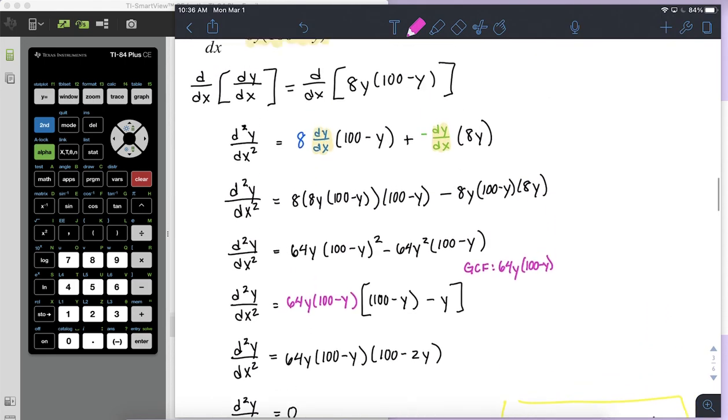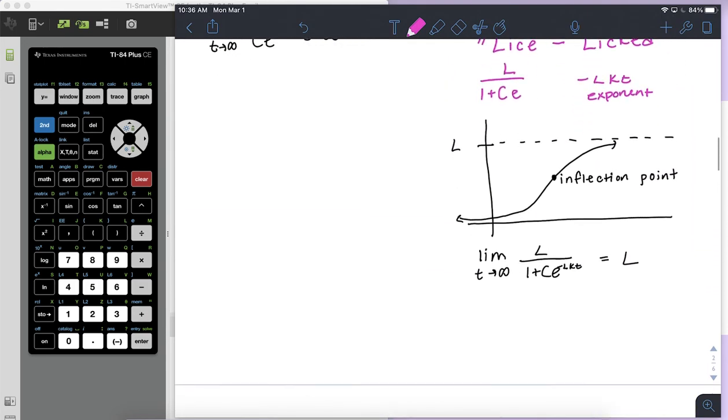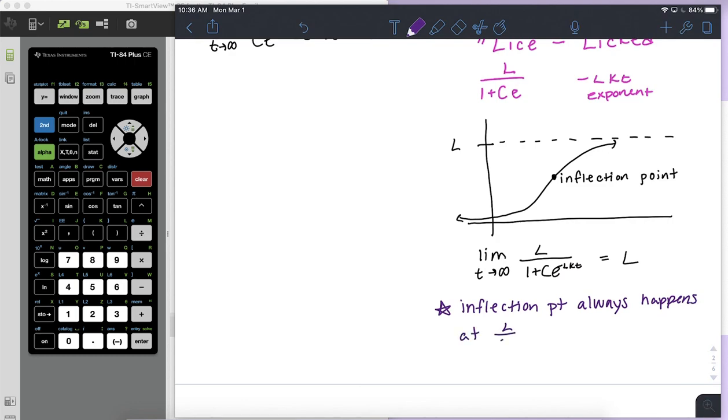So I'm actually going to go back to our notes about the logistic growth model, and that's really important. The inflection point always happens at L over 2. And this is when y is growing the fastest.